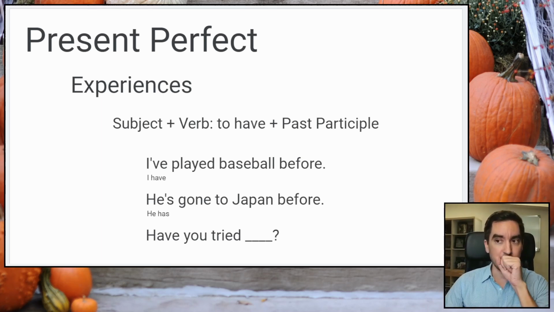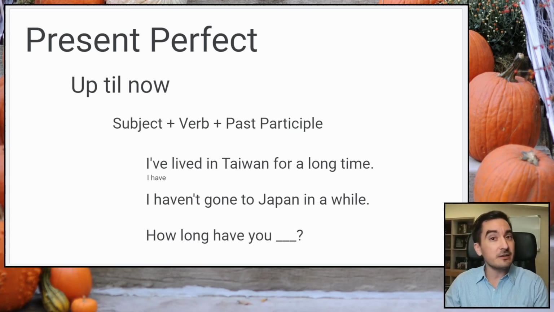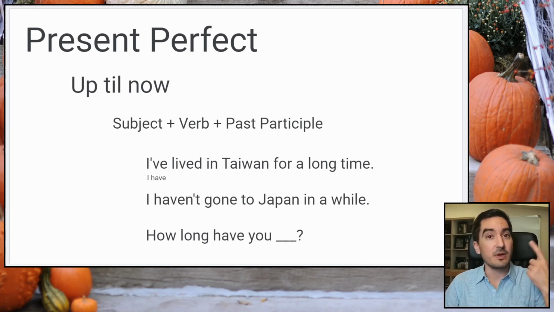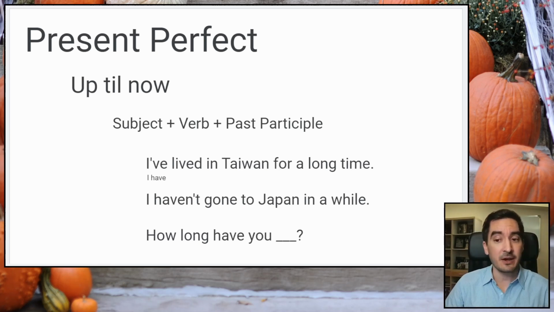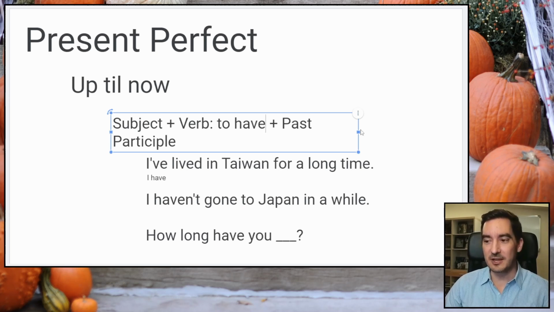Okay? Another way to use present perfect is talking about up until now. It started a long time ago and it continued until now. Okay? Now there are other ways to use present perfect, but today we're going to talk about these two. They're useful for Halloween. So experience and then up until now. And again, I forgot the word to have. Sorry. No one's perfect, right?